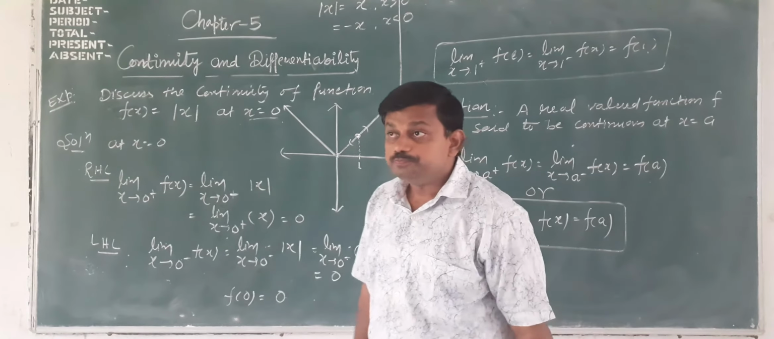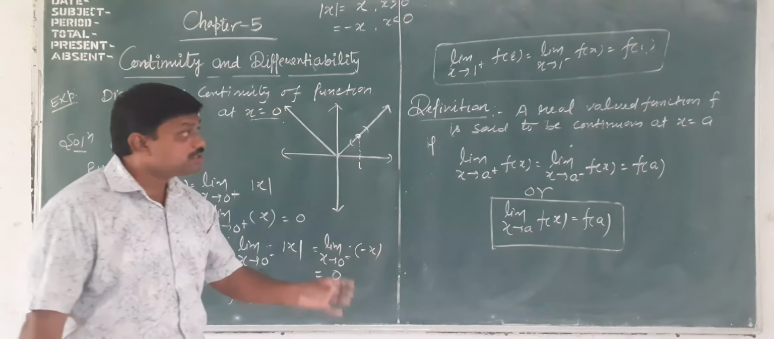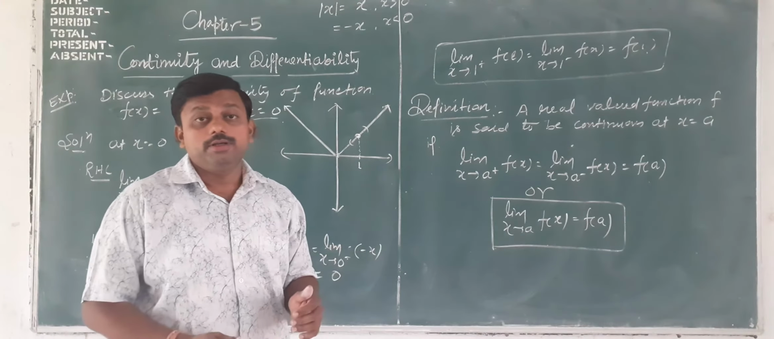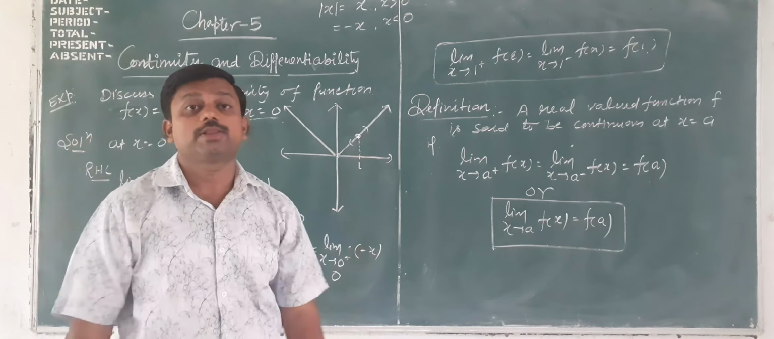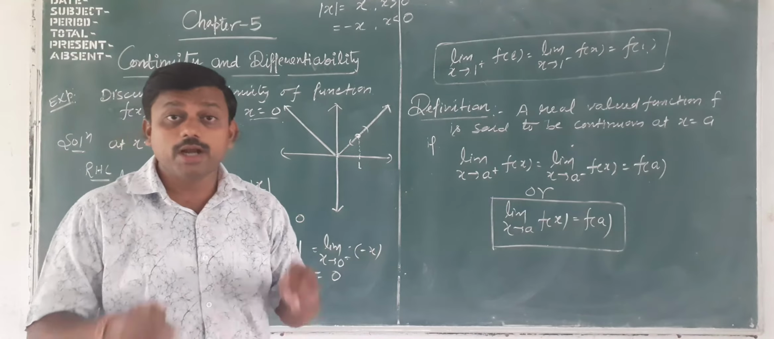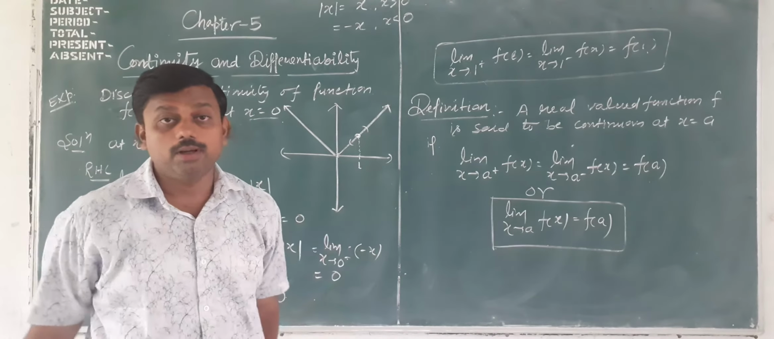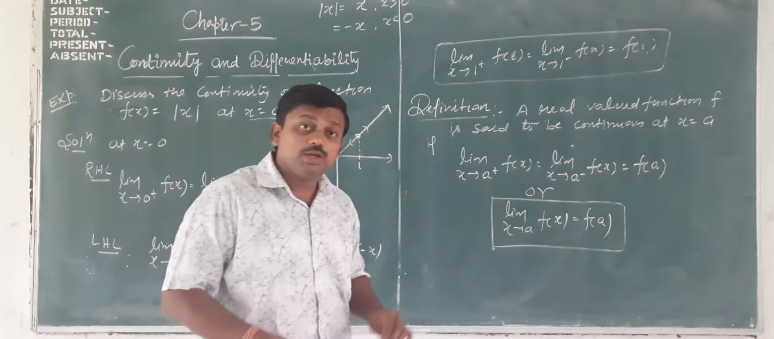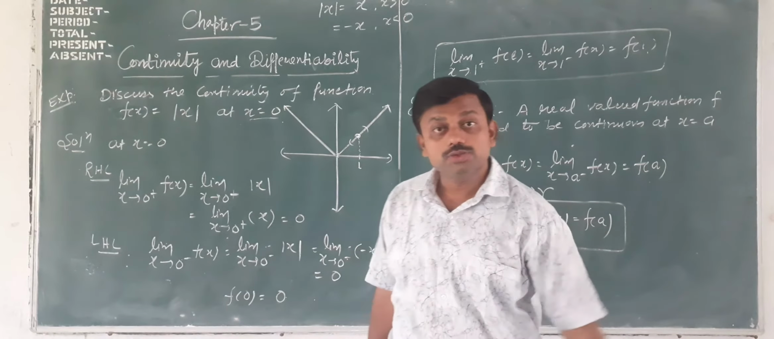Is that clear? Similarly, we can say a function is continuous in a closed interval [a, b] if it is continuous at every point of that closed interval, then the function is said to be continuous in that interval. If any function is continuous in a closed interval, it means it is continuous at every point of that closed interval.